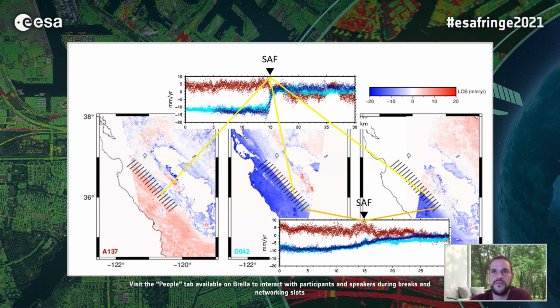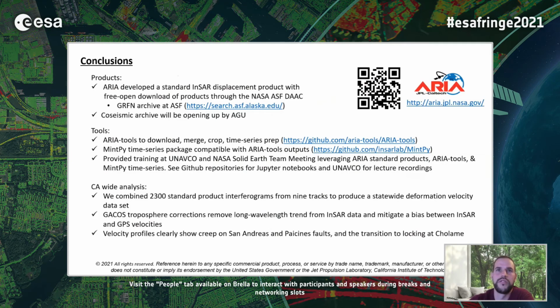Next slide. So coming to the conclusions, we have this standard product which we have developed, which is publicly available to the community. We are targeting to release a co-seismic archive, which includes all the individual corrections and potentially also the tropospheric correction in there. We have the tools, ARIA tools, to prepare and handle these standardized products, and we are compatible with the MintPy package, which has been developed. So in all, we have been providing this training to the community.